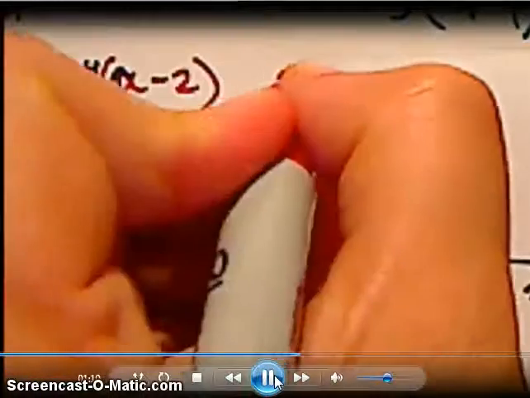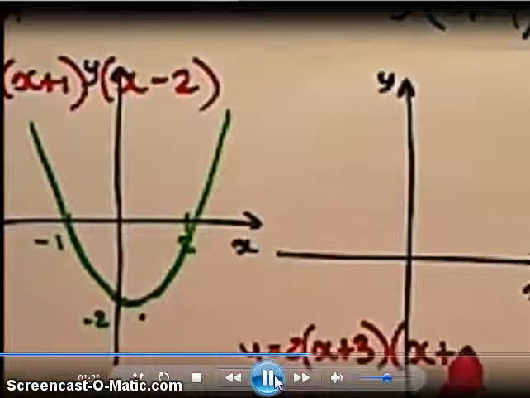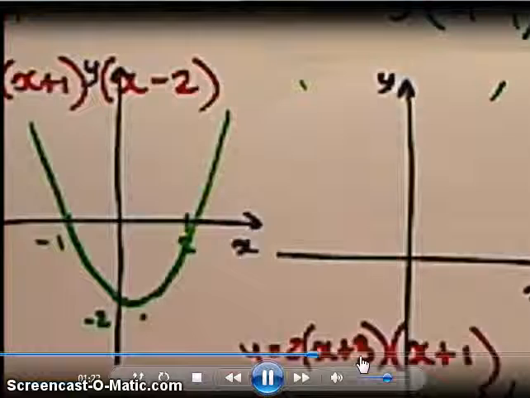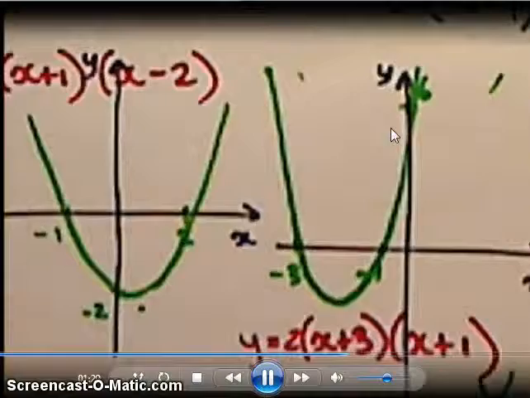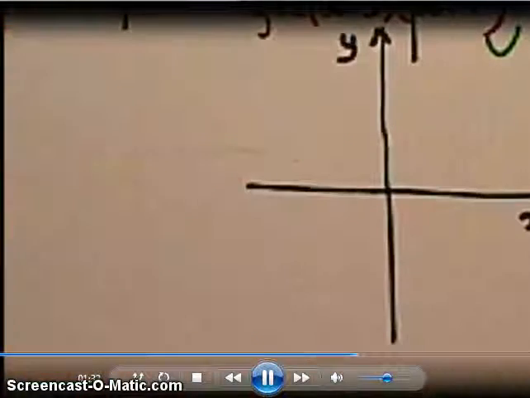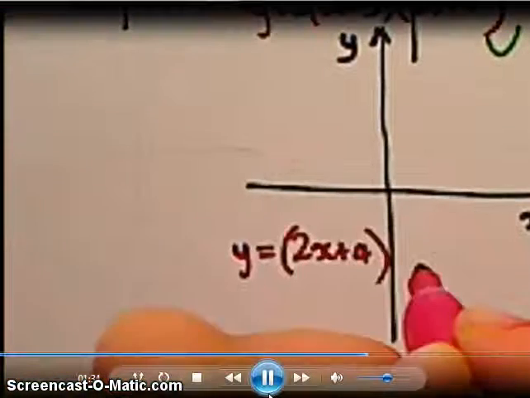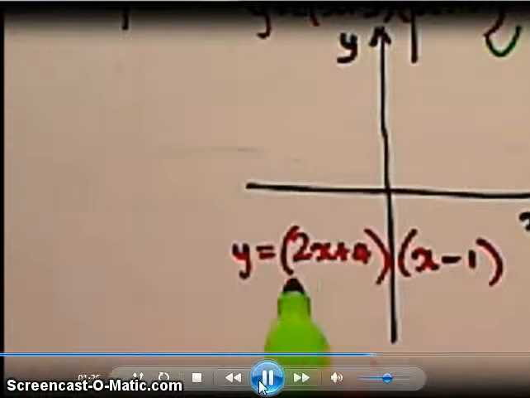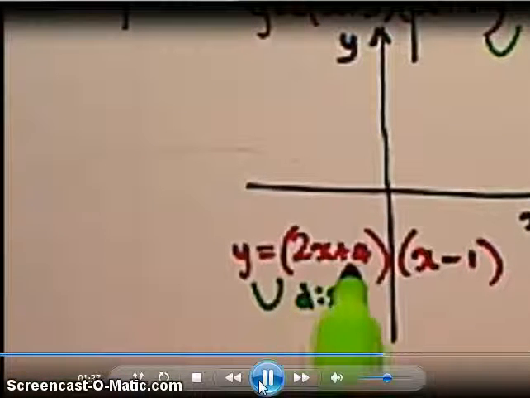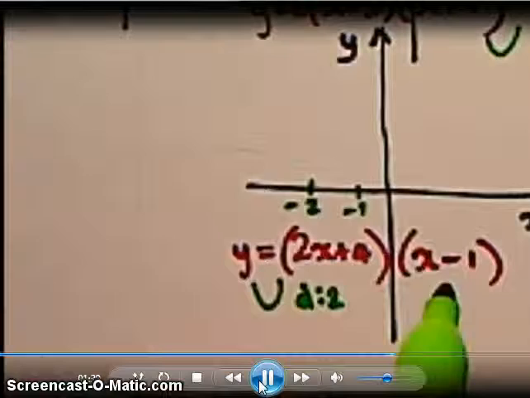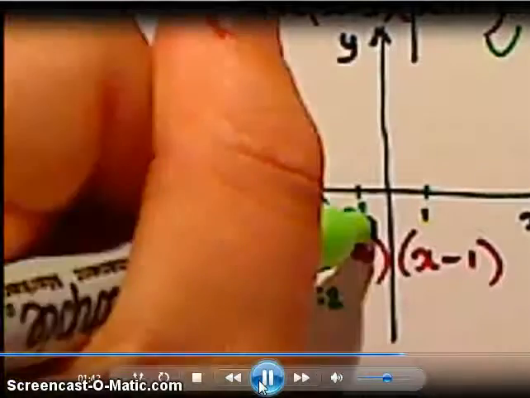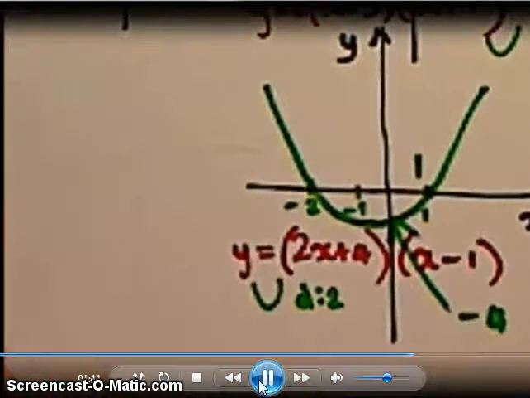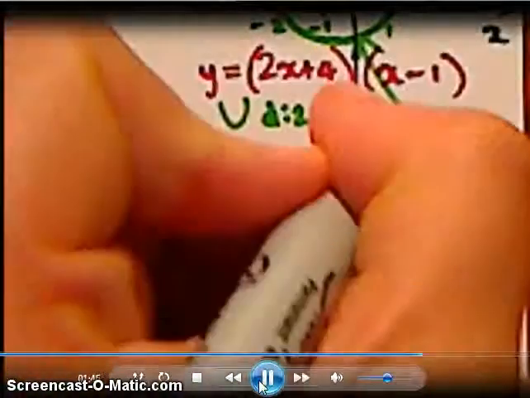Here's another example. Axes that are labelled, and here's our equation. Two lots of x plus 3 times x plus 1. General shape is positive, roots at minus 3 and minus 1, vertex, intercept, on we go. Here's another one. Axes that are labelled. 2x plus 4 and x minus 1. Looking for a positive shape, dilation factor of 2, roots at minus 2 and 1, mark on the y-intercept.